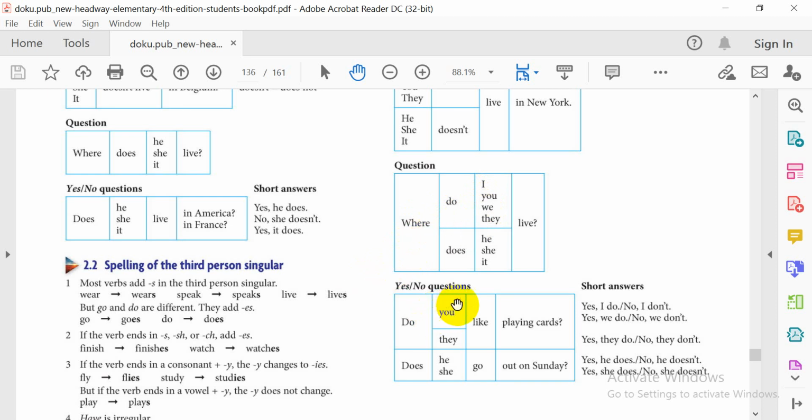Now the yes/no question. You make it by moving the auxiliary verb before the subject. We put the auxiliary verb before the subject and it becomes a question.